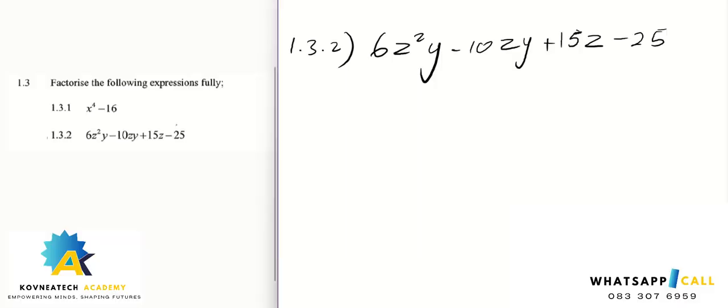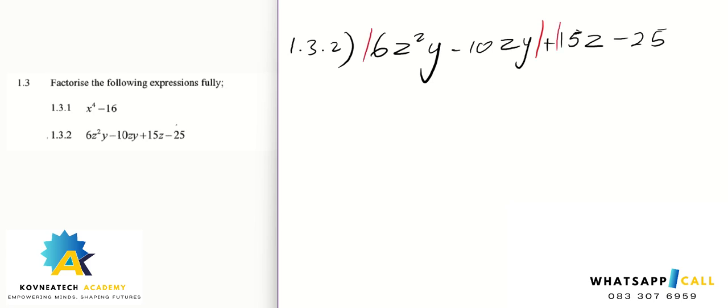In this video, we're going to be solving equation 1.3.2, which is given by 6z squared y minus 10zy plus 15z minus 25. So as you can see, the method that we're going to use here is grouping.